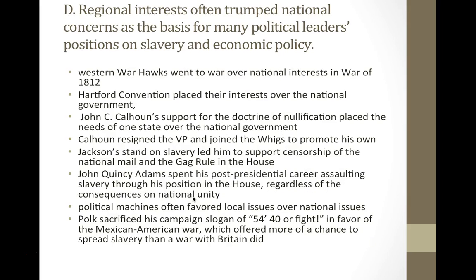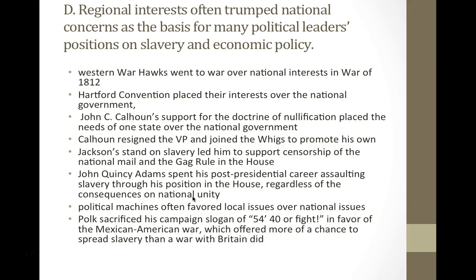All right, regional issues are going to trump national concerns as we're into the 1800s, okay? So a couple examples. These are just examples of that. So the Western War Hawks are going to go to war over national interests in the War of 1812 because they want to expand the United States into Canada, into the West. All right, the Hartford Convention puts the interests of the Federalist Party in New England above the national interest.